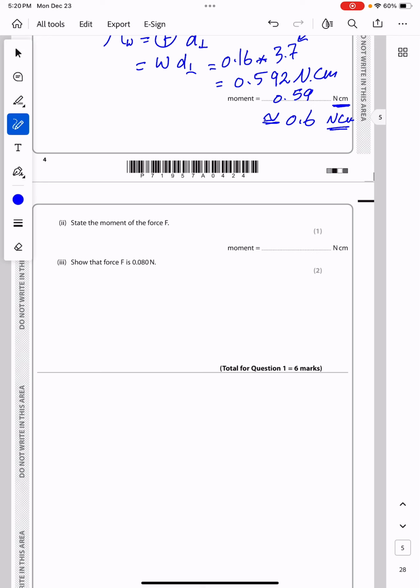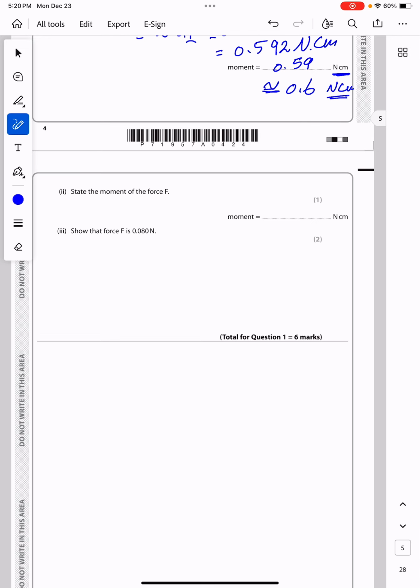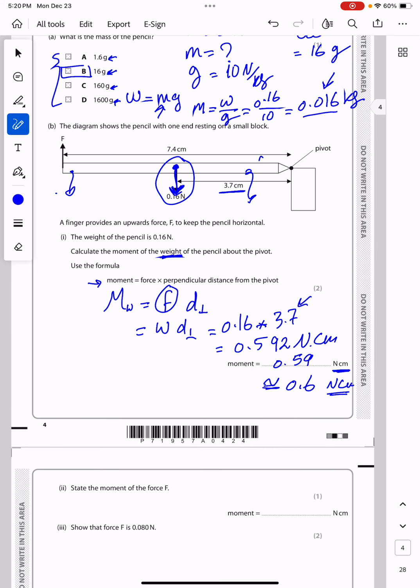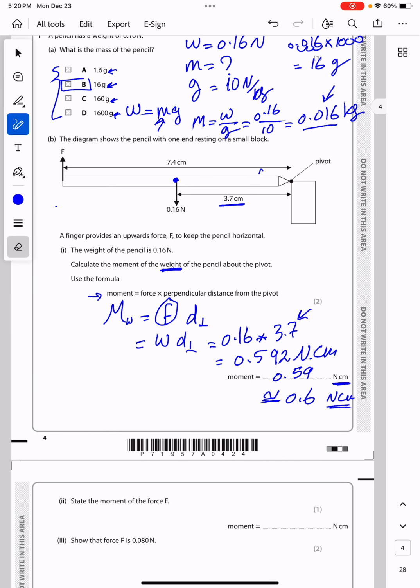Now let's go to the second part of B. State the moment of the force. What are they talking about here? Let me clean it again. So here we found the moment of the weight, right? Now we want to find the moment of the force of this one. Now I know it's going to be that way. It's going to want to do this here. So what is the moment of the force? Nothing is given to us except for the distance, but the magnitude of the force is not given to us.